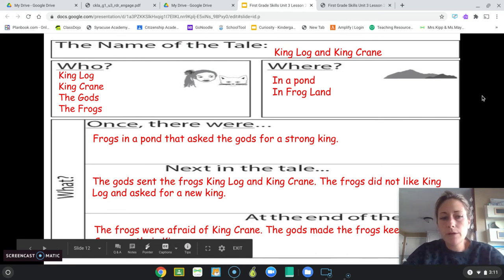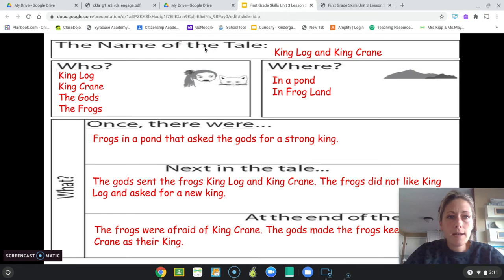So let's read through this one more time. The name of the tale was King Log and King Crane, who the characters in the story were King Log, King Crane, the gods, and the frogs. Where did this story take place? The setting was in a pond in Frogland. And when we're telling the story, we want to tell it in order, so we start in the beginning. Once there were frogs in a pond that asked the gods for a strong king.